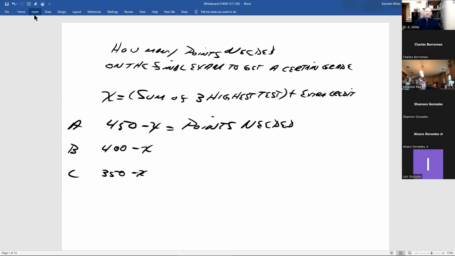To get an A, subtract 450 minus X, and that gives you how many points you need on the final exam to get an A. Again, this is assuming you've done all the labs, and most of you have, and I'm not a hard lab grader. You know that by now. Labs are meant to learn, not to lower somebody's grade, in my mind. To get a B, 400 minus X is the points you need approximately to get a B. For C, 350 minus X.